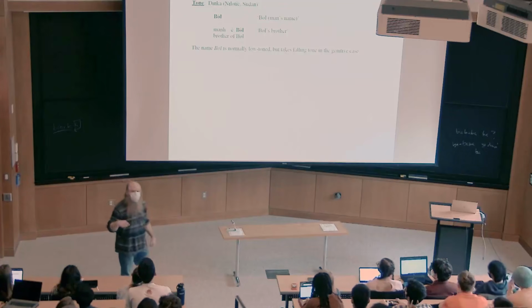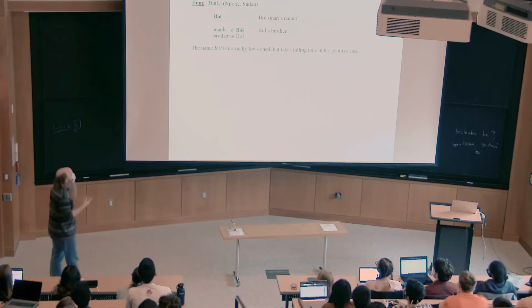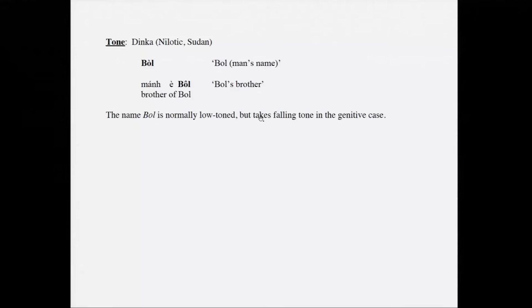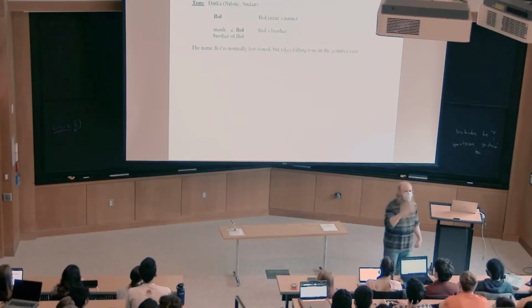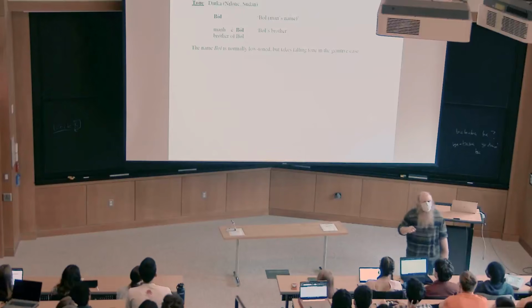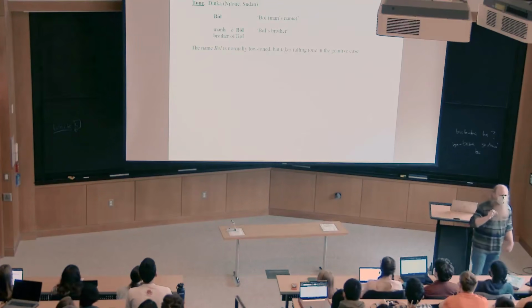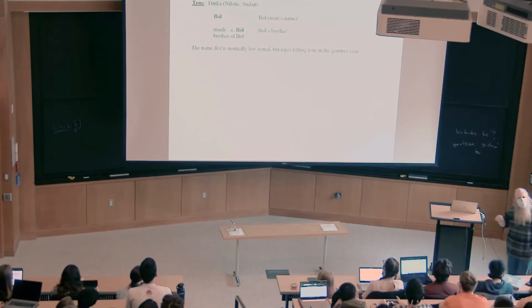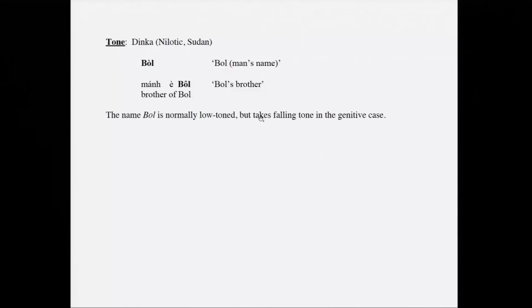So Dinka, which is a Nilotic language spoken in Sudan and South Sudan, there's a popular Dinka name, Bol, which is a low-tone noun. It can be inflected for case, so to indicate that it is the possessor of another noun, for example, if you want to say things like Bol's brother. But what you do is to change the tone of Bol. So instead of just being Bol, it's now Bol. So it's a falling tone. So Bol's brother is Manne Bol. So brother of Bol, and Bol changes its tone.